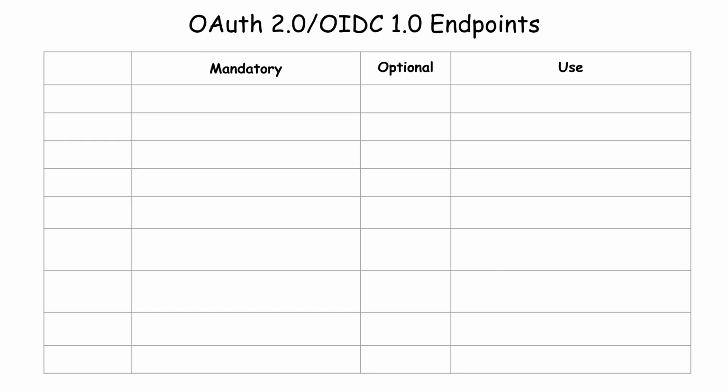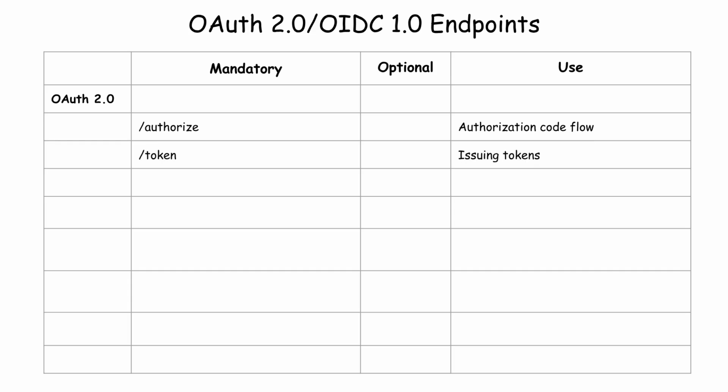At the heart of these protocols are endpoints, which are essentially URLs on an authorization server that our applications talk to. First, let's look at the foundation, OAuth 2.0. It has two mandatory endpoints that form the backbone of the framework. The authorize endpoint, which handles the user-facing part of the process. This is where the user logs in and grants consent.